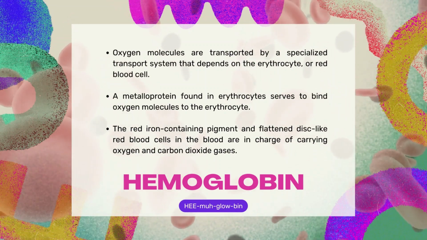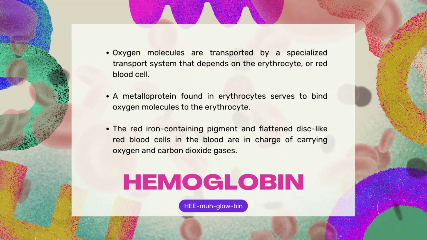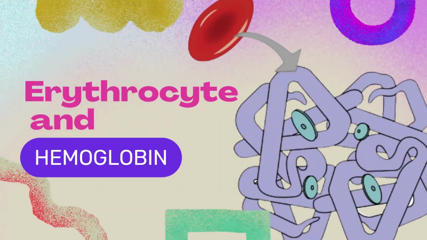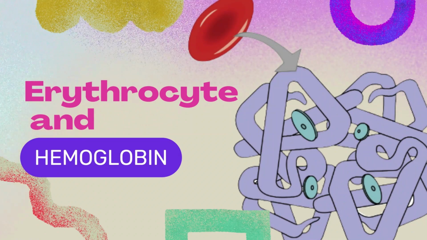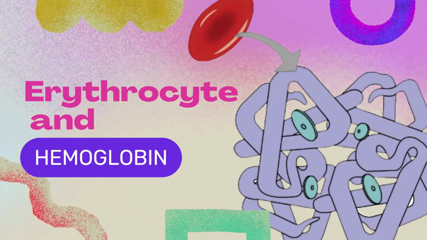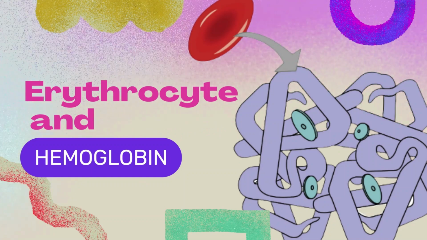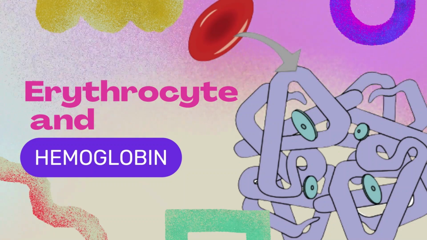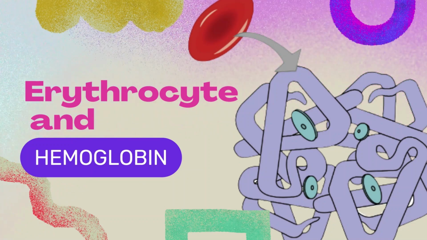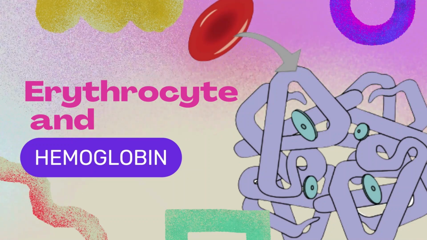The red iron-containing pigment and flattened disc-like red blood cells in the blood are in charge of carrying oxygen and carbon dioxide gases. Oxygen is primarily transported through the blood by erythrocytes. These cells contain a metalloprotein called hemoglobin.